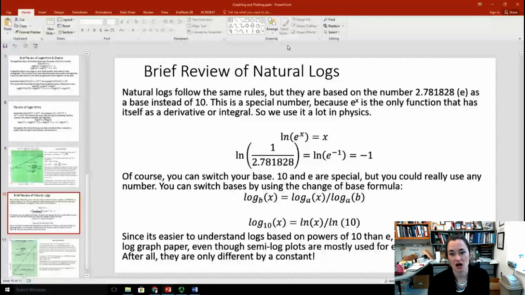Now if you take the natural log of e to the x, you just get x, okay? So the natural log of 1 divided by 2.781828 is the natural log of e to the minus 1, and so you get minus 1, okay?